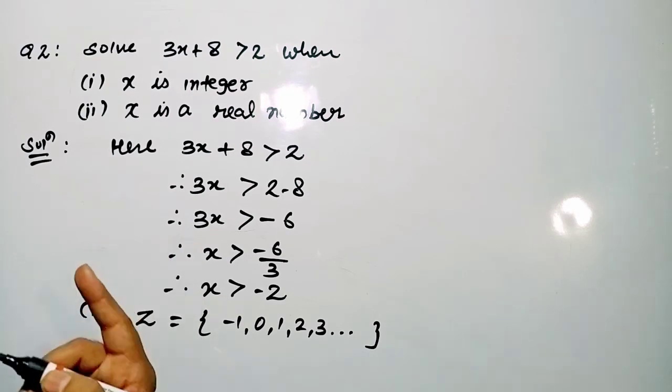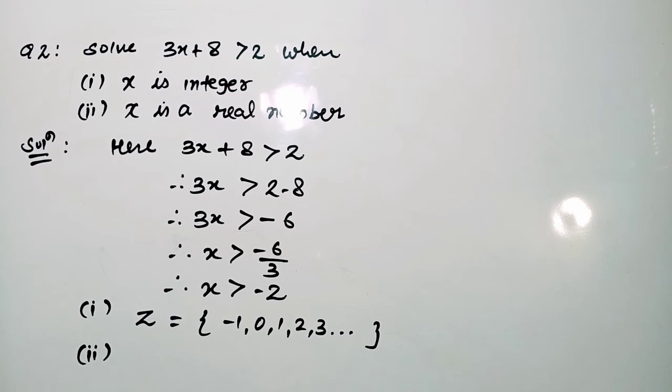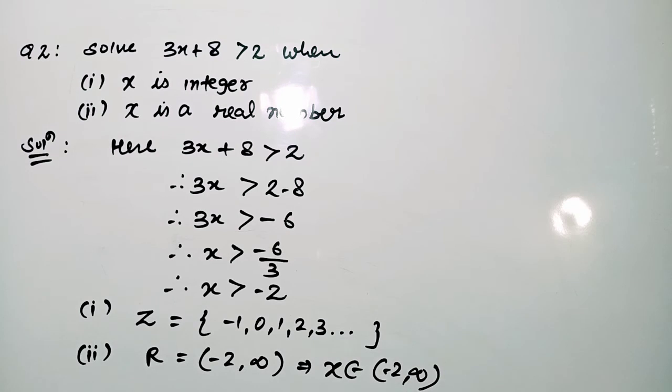Next we want to find the real numbers. In real numbers, here x is greater than minus 2. We know that real numbers extend from minus infinity to infinity. So here we will take the open interval at minus 2 going up to infinity. So finally the solution set will be minus 2 to plus infinity, right?